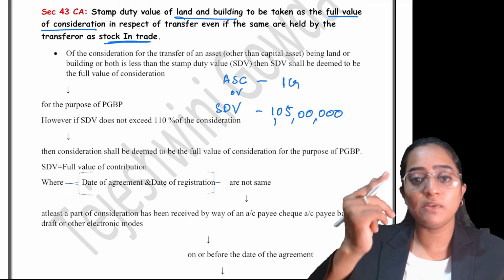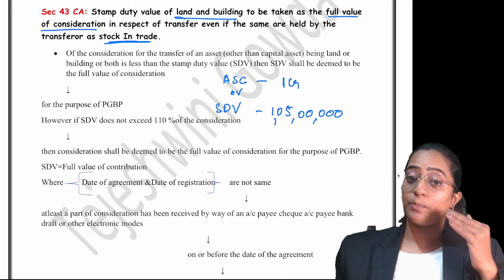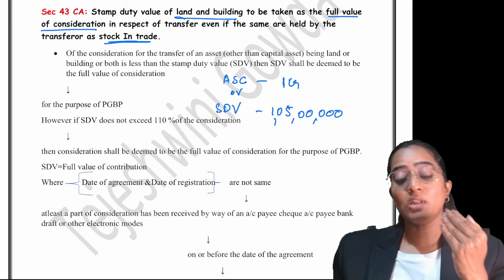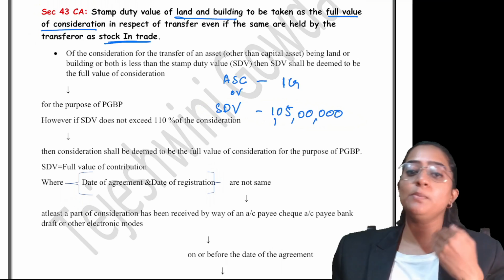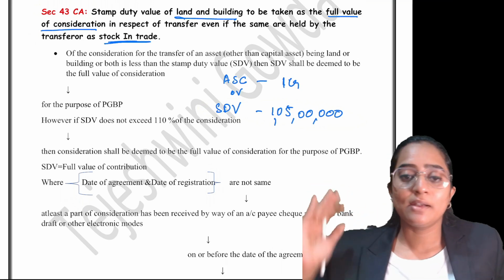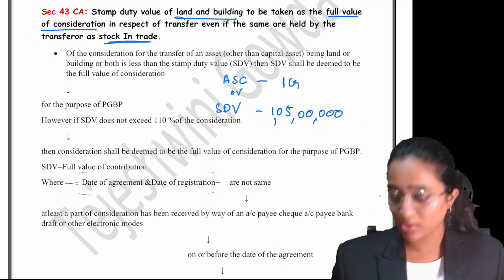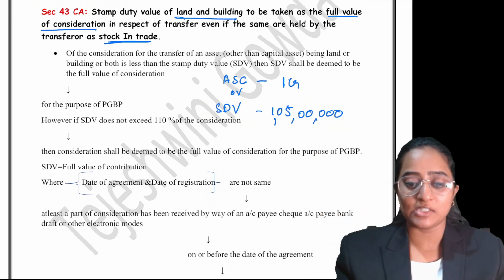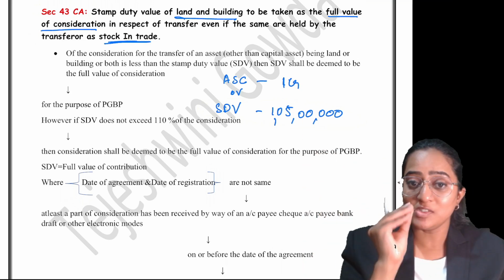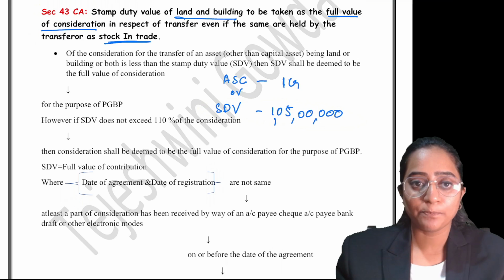The government wants it in a reverse manner. The provision wants the sale price to be higher. The price being higher, PGBP being higher, tax also being higher. Everything is directly proportional. Now what happens? The provision of section 43CA states that whatever your sale consideration is, how much? 1 crore, right? The sale consideration is 1 crore.